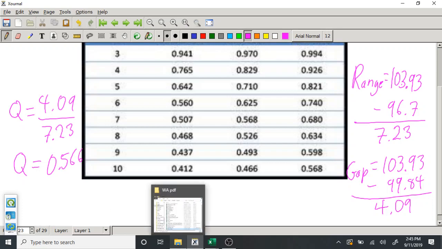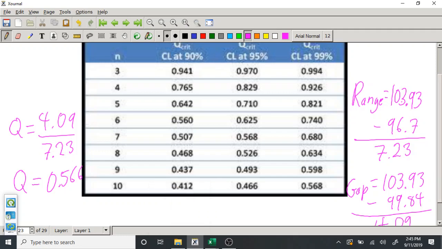Okay, let's go look at this table again. I have 7 data points, so it's based on n, and I'm going to look at 7. Ooh, I'm really close, but I'm not quite there. So according to this, within the 95% confidence interval, even though that one piece of data is significantly different than the others, it's not quite different enough that we can eliminate it by the Q test.